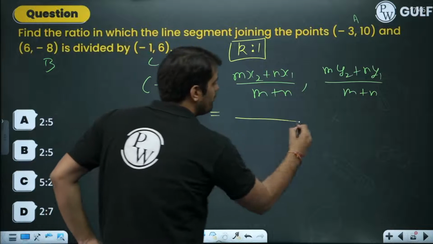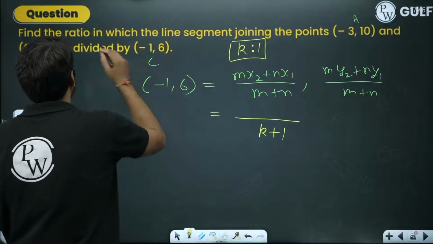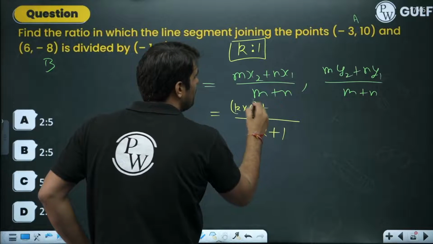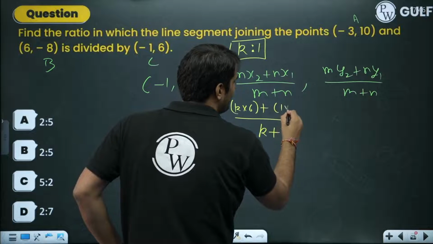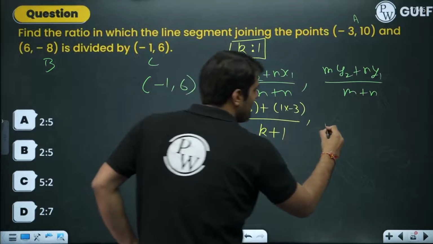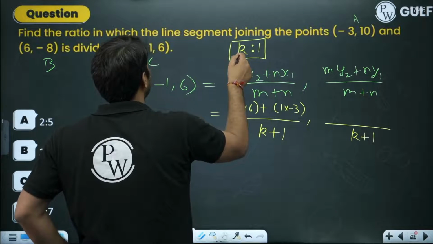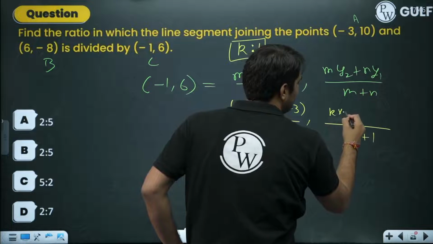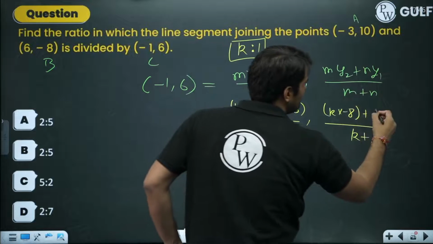So in the denominator k plus 1, k is being multiplied to 6, k into 6, that is x2, plus 1 being multiplied with minus 3, so 1 into minus 3. In the case of y, again k plus 1, so k is being multiplied with minus 8, that is y2, and 1 is being multiplied with 10, that is y1.